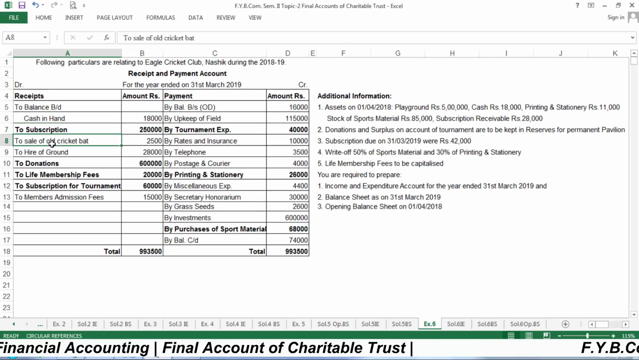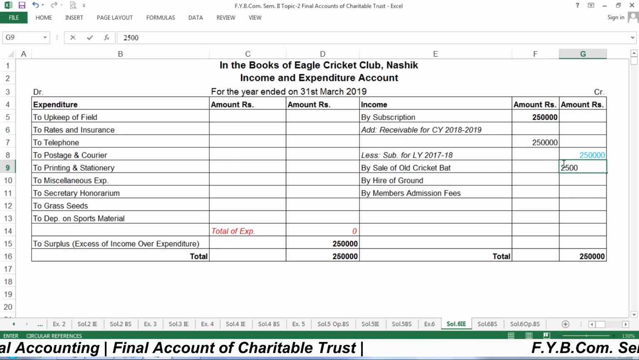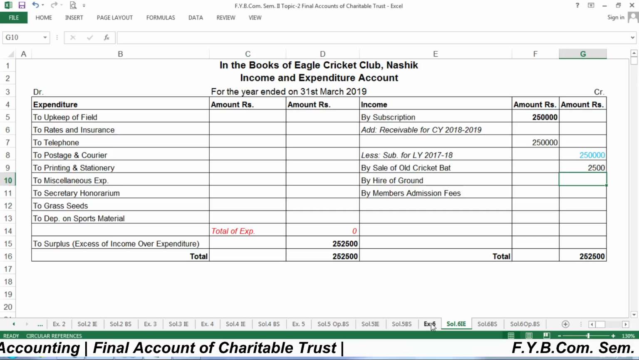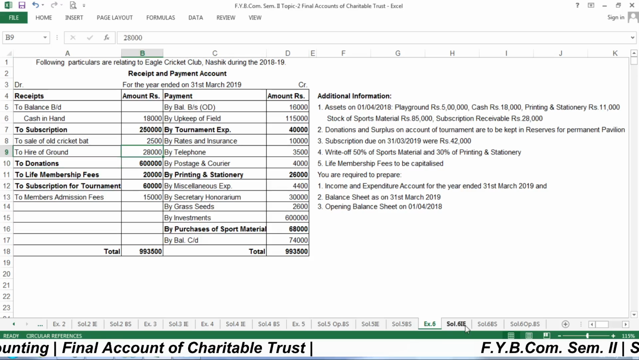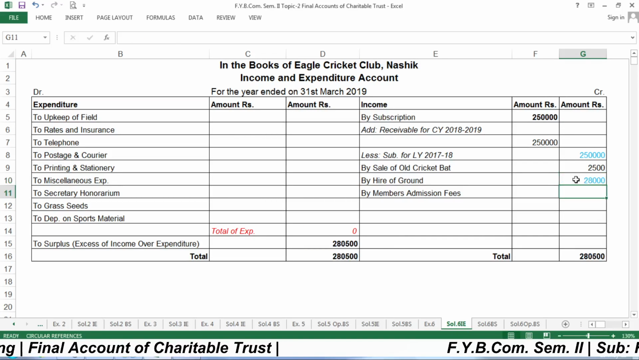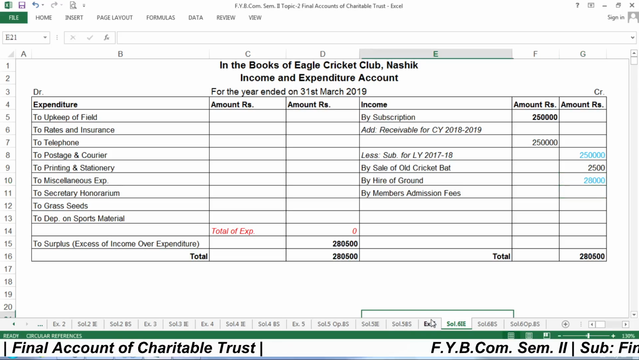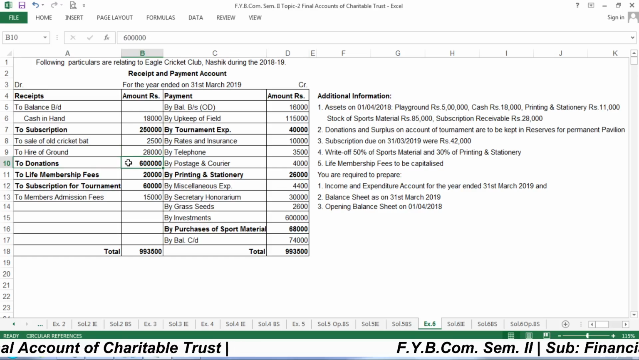Then sale of cricket bat, that is of rupees 2,500. So sale of cricket bat of rupees 2,500. And then we have another income, hire of ground, that is 28,000. So hire of ground of rupees 28,000. After that, there is another amount of donation, that is rupees 6 lakhs. I have made it bold because there is an adjustment on donation.